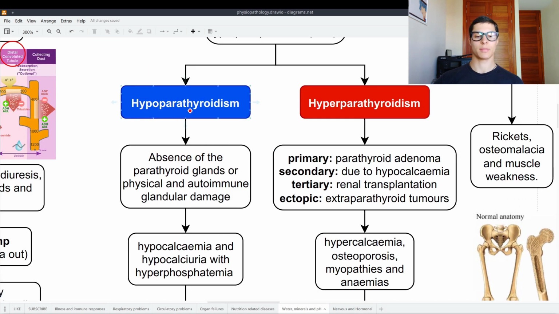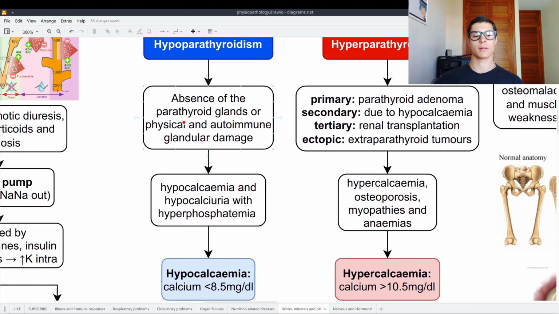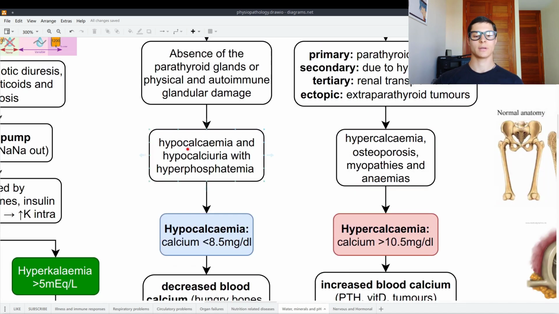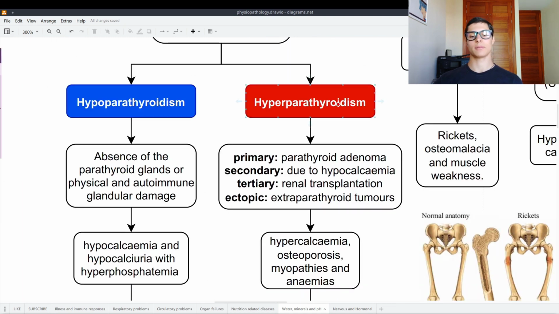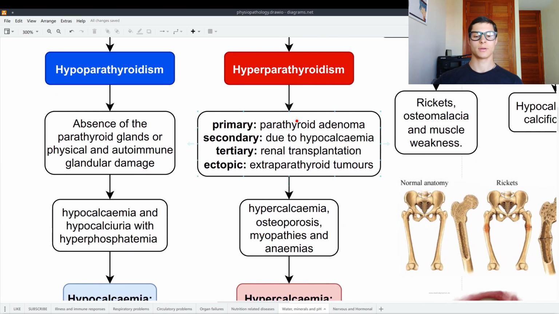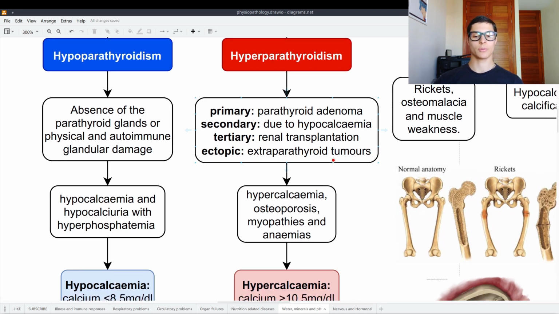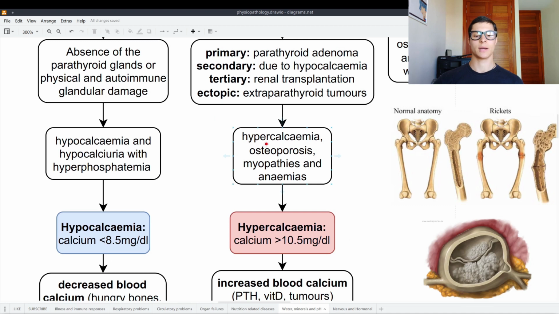Therefore we have hypoparathyroidism and hyperparathyroidism. In the hypo, there is an absence of the parathyroid glands, or physical and autoimmune glandular damage. It creates hypocalcemia and hypocalciuria with hyperphosphatemia, because in the PTH they are inverted. In the hyperparathyroidism, it can be primary because of parathyroid adenoma, secondary due to hypocalcemia, tertiary due to renal transplantation, or ectopic because of an extraparathyroid tumor that creates PTH. It causes hypercalcemia, osteoporosis, myopathies, and anemias.